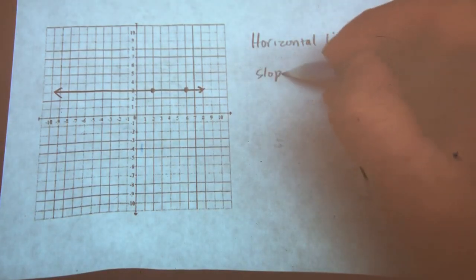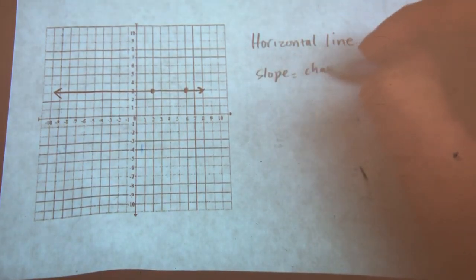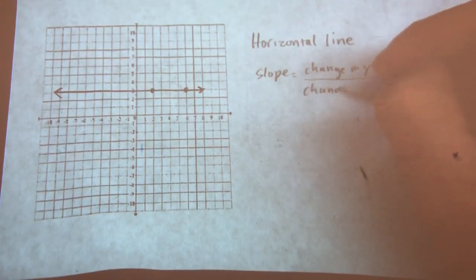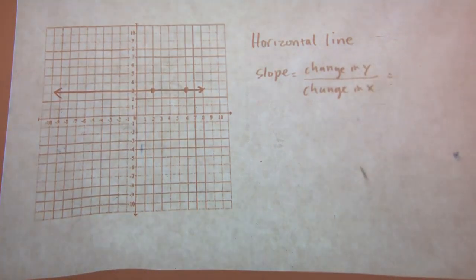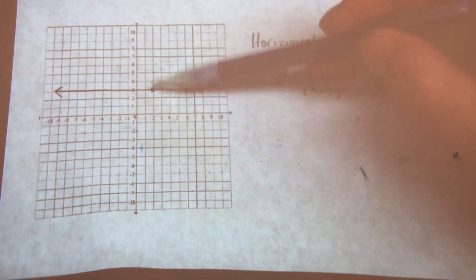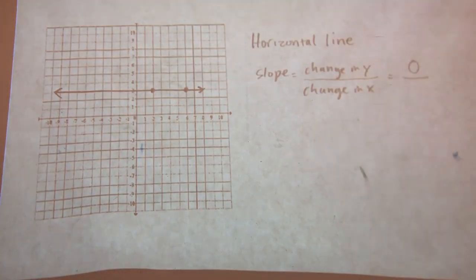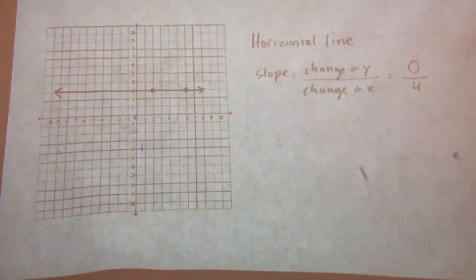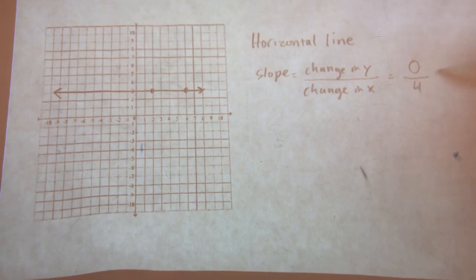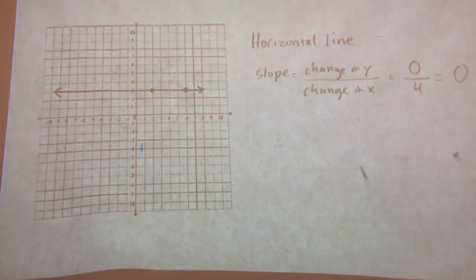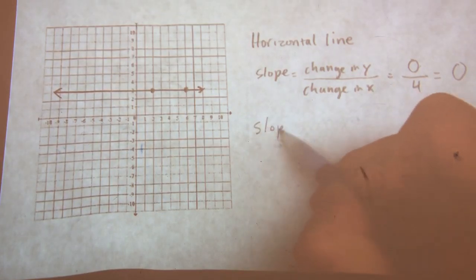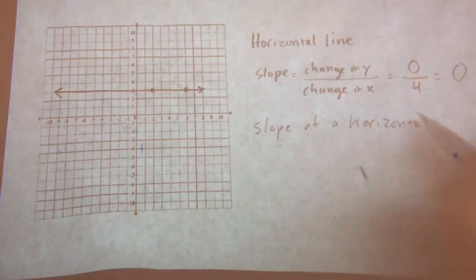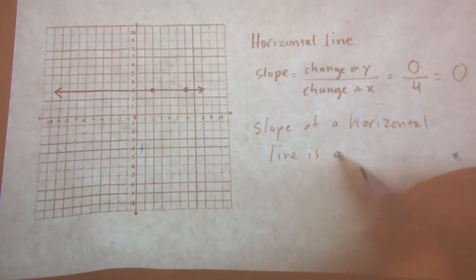So again, slope is defined the same way. That's not going to change. We have change in y over change in x. But what we notice here is when we go between these 2 points, we didn't move up or down at all. So my change in y is 0. And my change in x, I moved over 4, so my change in x was 4. Well, 0 divided by any number is always 0. So we can generalize to say that the slope of a horizontal line is always 0.